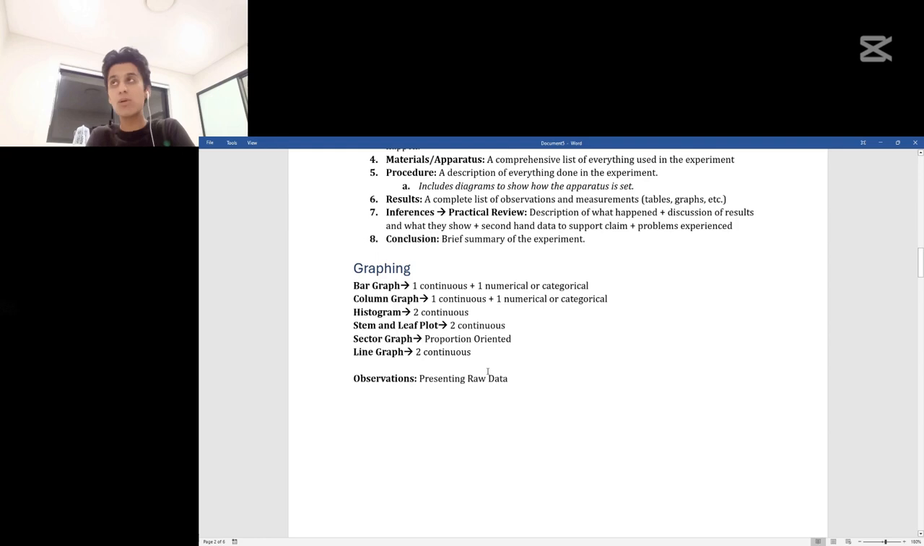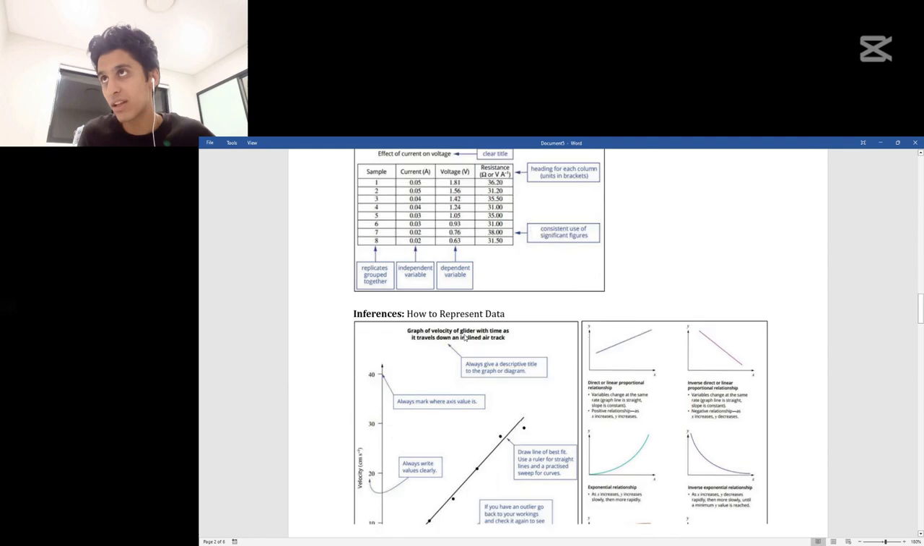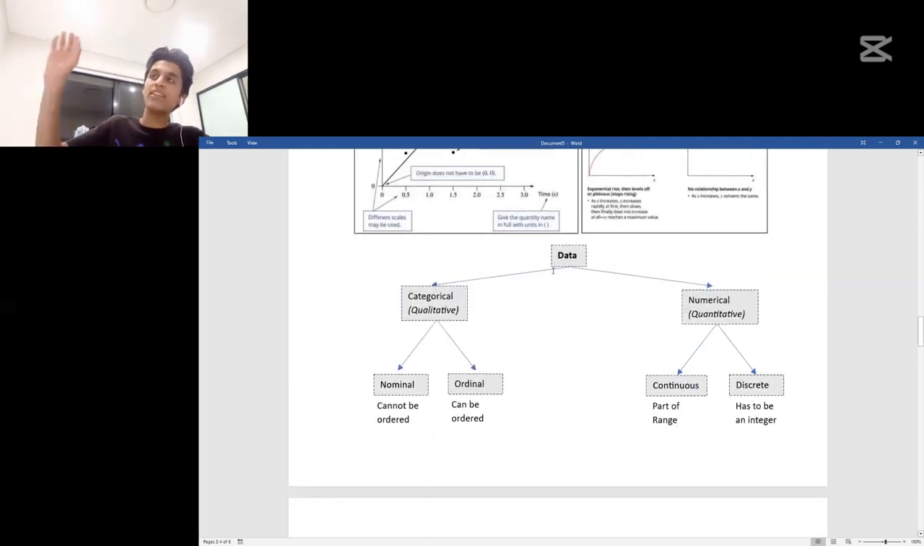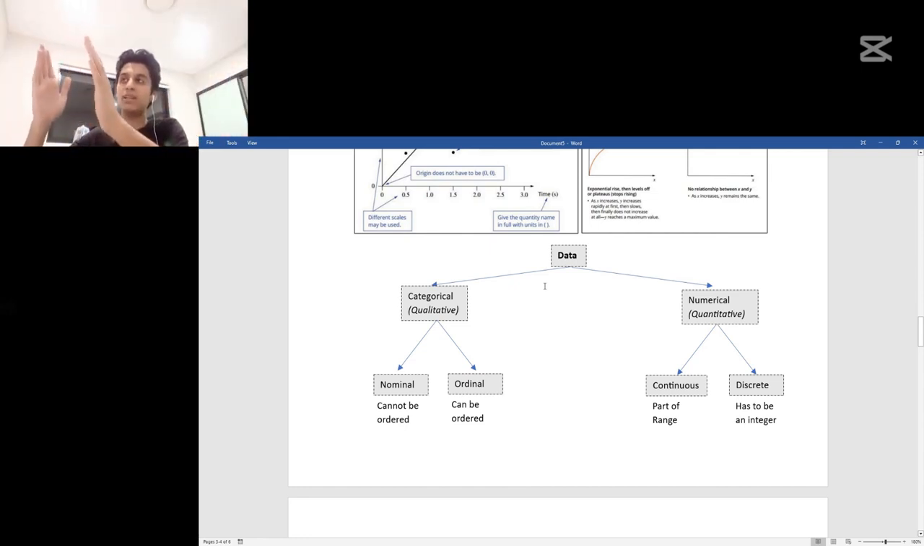is two continuous. Now you're probably thinking, what the hell is this guy talking about? Let me explain. When you have data, right, it's either categorical, which is qualitative, or numerical, quantitative. Now, when you have categorical data, it's split into two. Nominal, which means that it cannot be ordered, and ordinal, which means it can be ordered. So nominal, first of all, categorical is qualitative data. We've looked at this, colors, all that kind of stuff. Nominal is something that cannot be ordered. When you have a set of colors, red, blue, green, you can't order them because there's no basis.